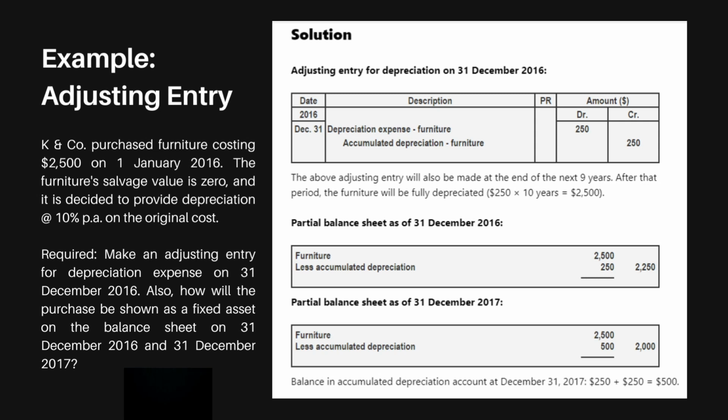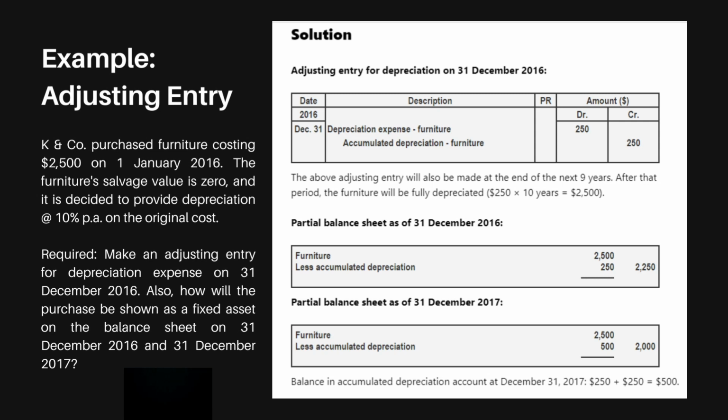So 250 times 10 equals 2,500. So that is the purchase of furniture costing of K&Co. Below is the partial balance sheet as of 31st December 2016. So here we have furniture and less accumulated depreciation, which is 2,500 minus 250 equals 2,250.